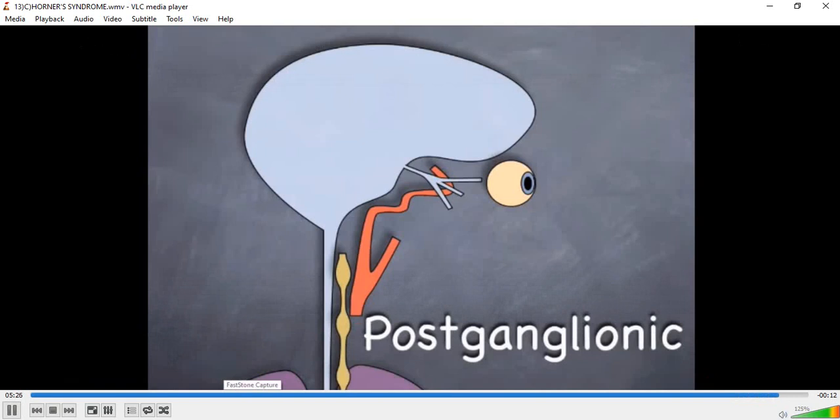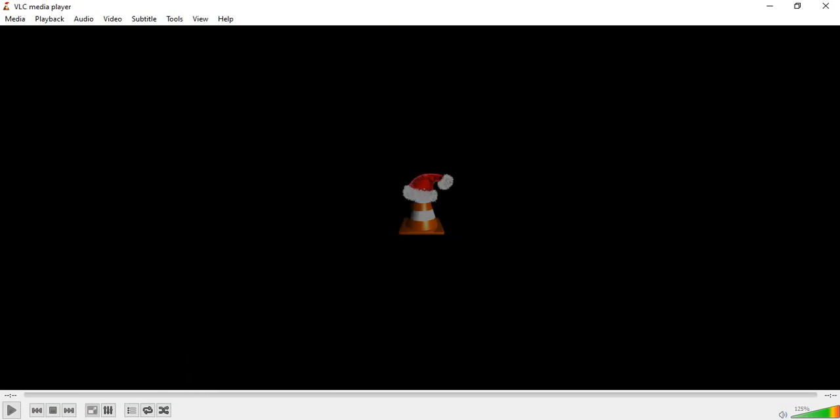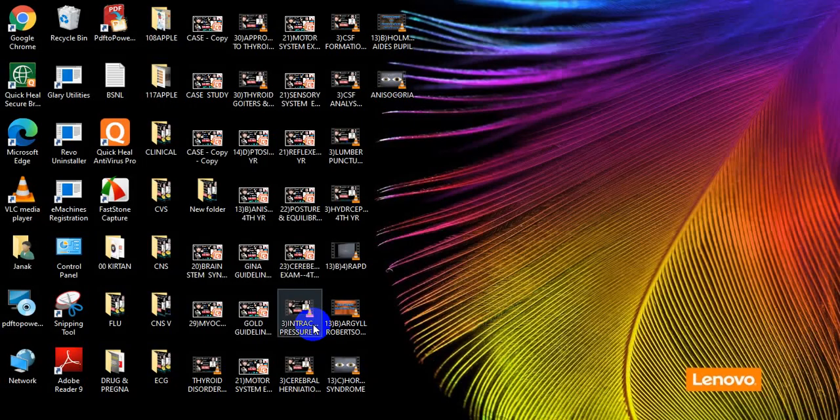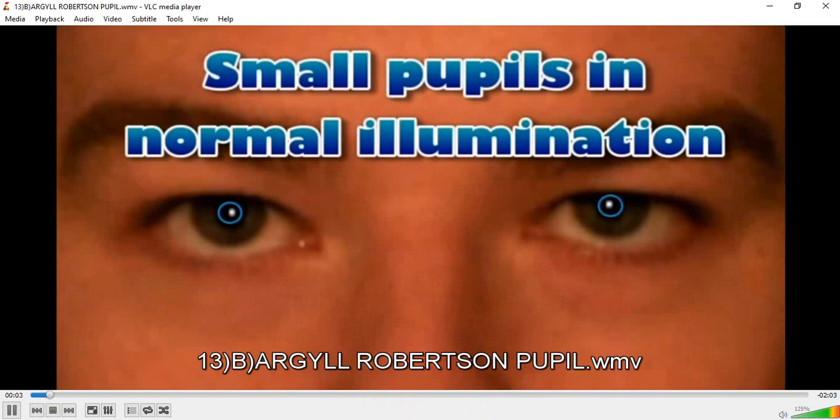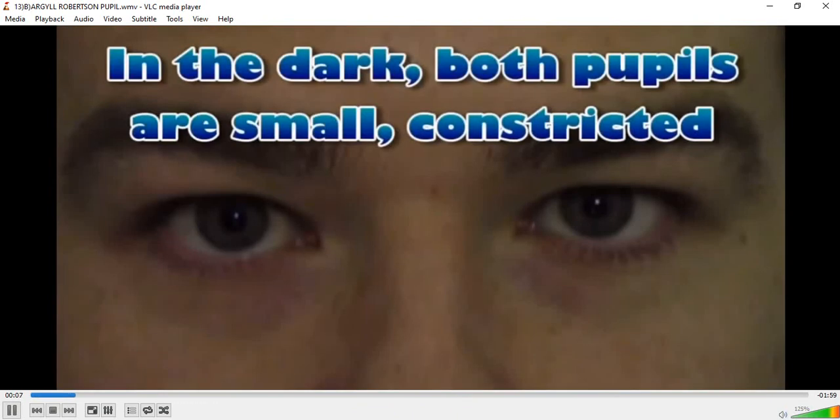Another feature of Horner's, illustrated here, is an upper and lower lid ptosis, making the upper and lower lids slightly closer together and making the eye appear smaller. The patient may also notice a loss of sweating on one side of the forehead or face, called anhidrosis. We therefore have a triad of ptosis, miosis, and anhidrosis. If the Horner syndrome is congenital, or occasionally if long-standing, then iris heterochromia may also be noted, the affected iris being lighter in colour than the other eye.